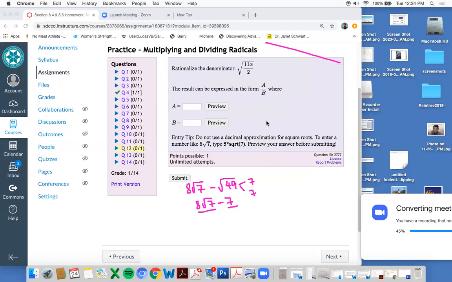Question 12, mine says rationalize the denominator, radical of 11x over 2, and we want the top and the bottom put in separately. Okay, so let's see. Get rid of this. All right, so we have square root. Oh, wow, that's not good. Okay, let's try it again. Okay, so square root of 11x.